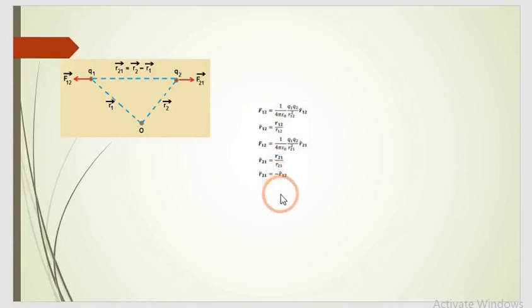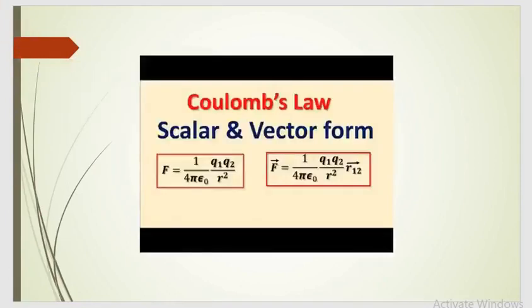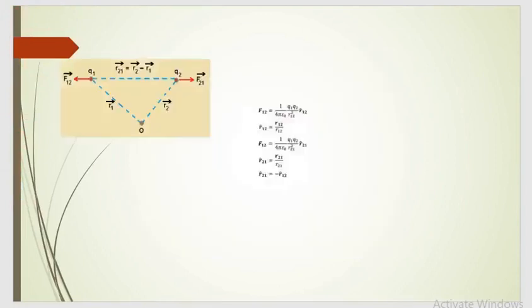These two forces form an action-reaction pair. And when we consider the vector form, it is given by, in short, 1 upon 4 pi epsilon naught Q1 Q2 upon R square into R12 bar. So the value of force between two point charges Q1 and Q2 separated by distance R is given by F is equal to 1 upon 4 pi epsilon naught Q1 Q2 upon R square.